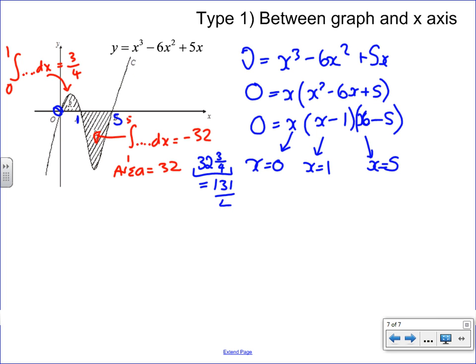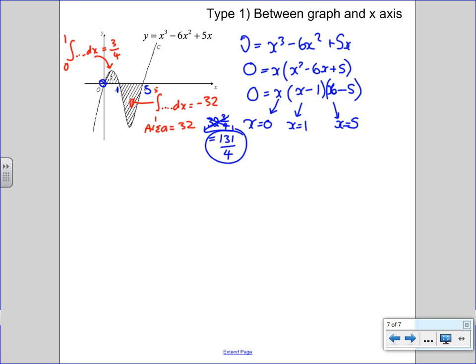I'm not very excited about that. Yeah, 131 over 4. The examiner wouldn't like this. They'd like an exact answer. In theory, it is an exact answer, and if you start to add it up on the calculator, you get to the same thing. So that's hopefully what we're going to end up with.